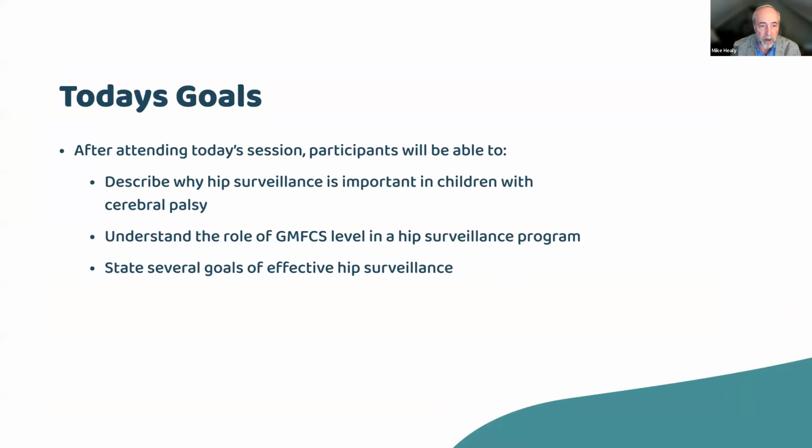So today's goals, as were published previously: after attending today's session, we hope that everyone watching will be able to describe why hip surveillance is important in children with cerebral palsy. We also want to understand the role of GMFCS level in a hip surveillance program, as well as state several goals of effective hip surveillance. So with that as our set of goals, let's move forward.